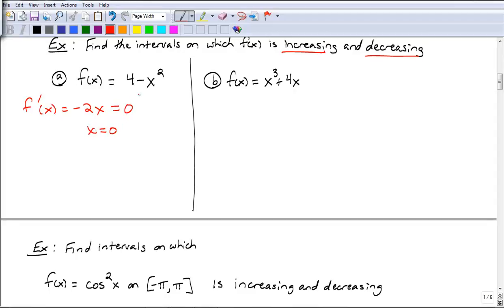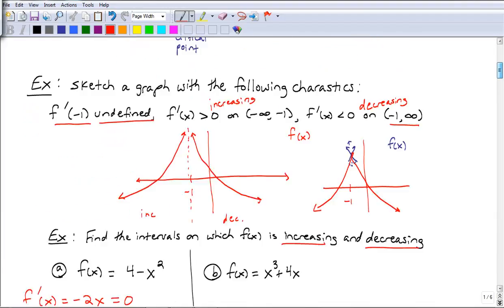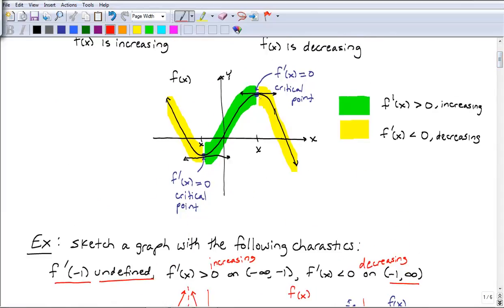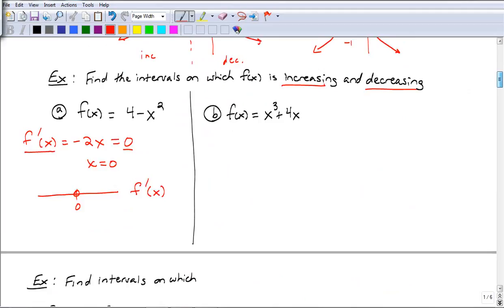This is called the critical point, and we'll talk about that in a moment. But to figure out where it's increasing or decreasing, I'm going to look at the derivative, because the derivative tells me whether the function is increasing or decreasing. And I know at x equals 0, it's doing neither, because the derivative equals 0 there. Those are the critical points we mentioned before, places where the derivative equals 0. It's not increasing nor decreasing there.